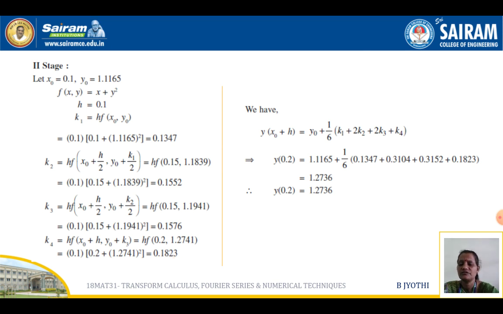0.1823. So after computing all the values of K's, we substitute in the final formula, that is y of x naught plus h equals y naught plus 1 by 6 into k1 plus 2 k2 plus 2 k3 plus k4, that gives us 1.2736. This is the second stage final answer. So y of 0.2 is this and y of 0.1 was 1.1165.